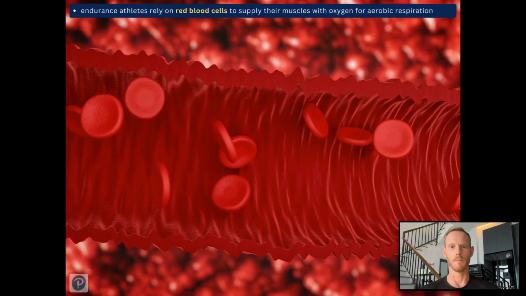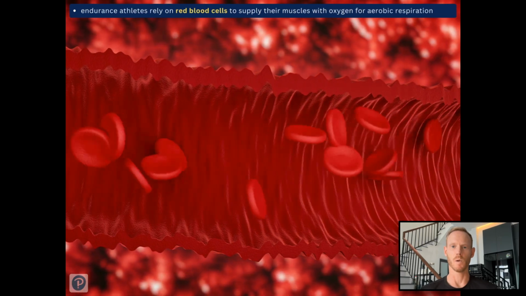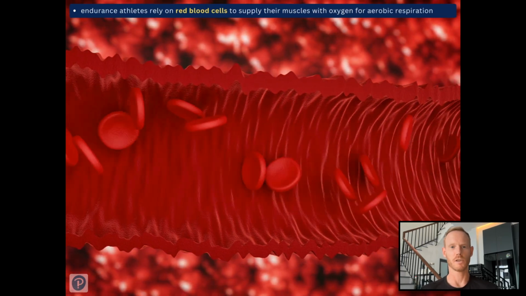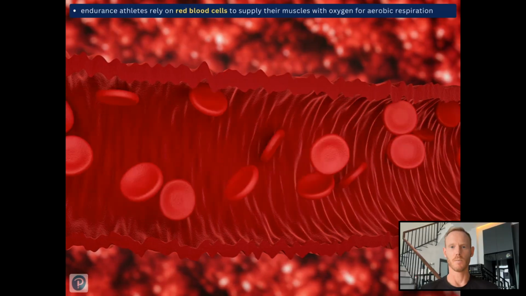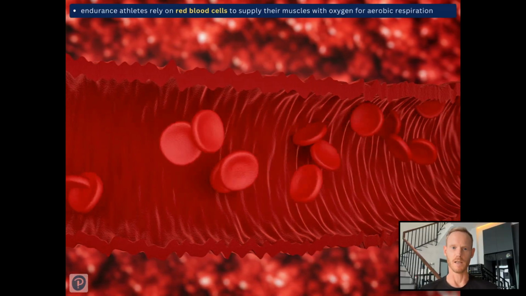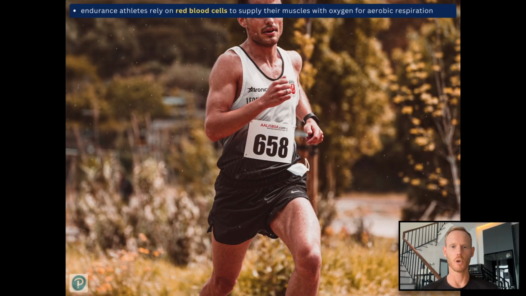Red blood cells are important for physical activity and sport, as they provide the additional oxygen needed by the muscle cells to produce energy through aerobic respiration. For this reason, endurance athletes, like long-distance runners, tend to have very high concentrations of erythrocytes in their blood.